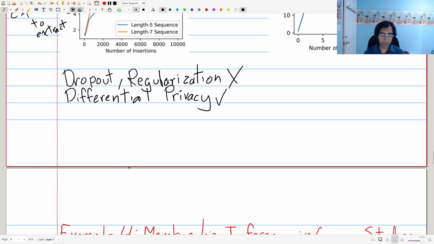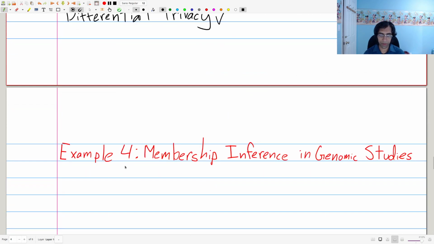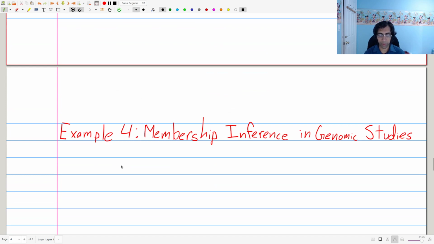Okay, let's move on to the next and penultimate example. This example will be a bit shorter, not really too much that I want to say here, but it involves membership inference in genomic studies. Genomic studies or medical studies are very common nowadays. You get some population, you run some statistical analysis on them, maybe take their genetic information, and make some determinations based on that.